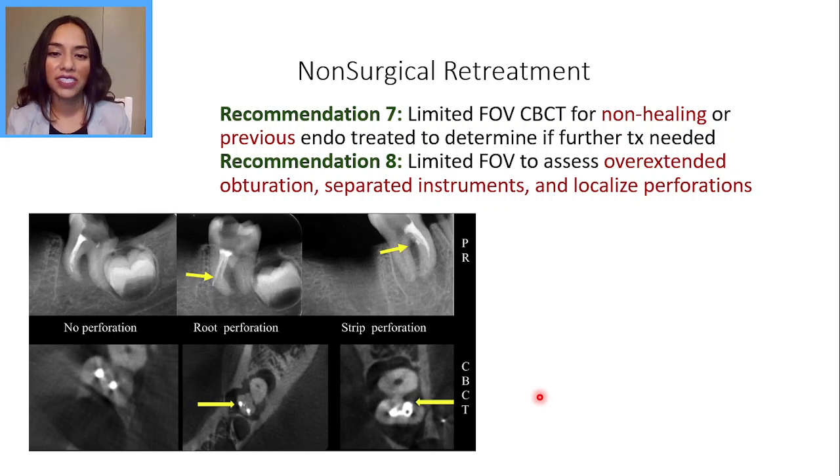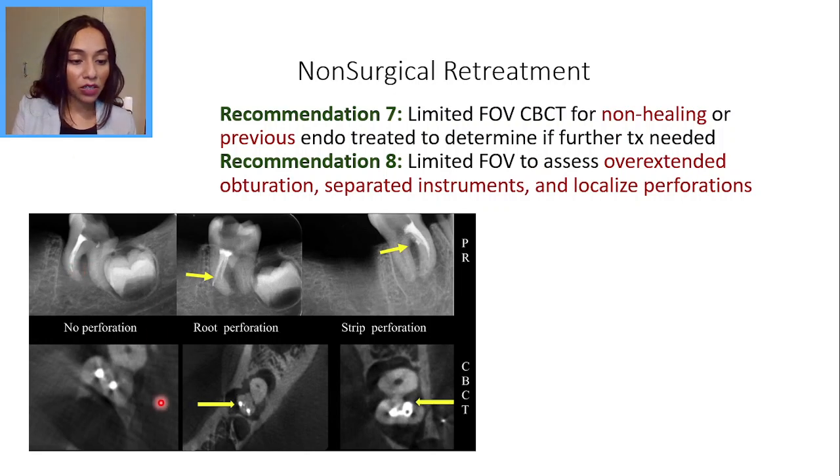All right, recommendation 7 highlights that CBCT can be used for non-healing or previously endo-treated teeth to determine if further treatment is needed. Furthermore, it can be used to assess overextended obturation, separated instruments, and can localize perforation. So if you come across certain complications, CBCT can help you combat those complications and help you bypass certain things.